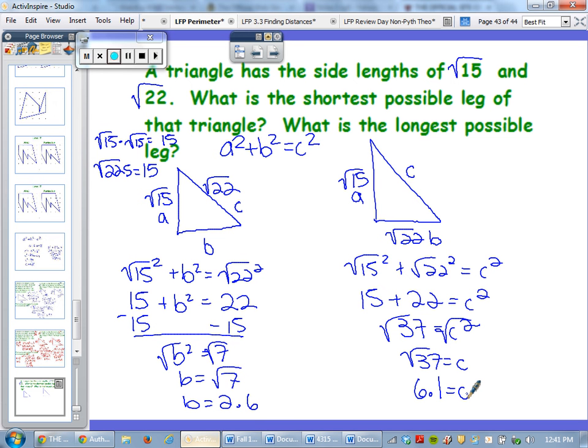So our two side lengths are 2.6 and 6.1. That's our shortest and our longest. So the square root of 37 here and the square root of 7 here. Okay, here's our two separate triangles with their possible side lengths. Alright, again, these are just application problems. These are just putting what we know into practice in a different way.